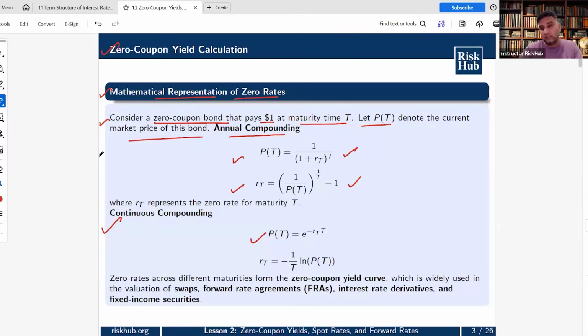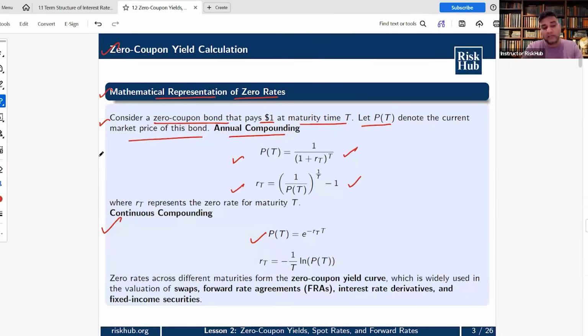Two conventions that are easy to confuse here: annual compounding discount factor 1 by (1 plus R sub capital T) raised to T, and continuous compounding discount factor exponential of minus R sub T into T. Annual compounding: rate applied once per year. Continuous compounding: rate applied at every instant. The one difference that matters here is that for the same price P sub T, the continuous compounding rate is always a smaller number. The two rates are not interchangeable inputs.